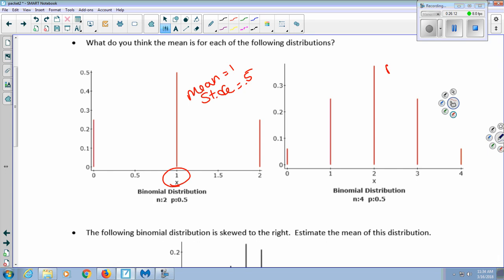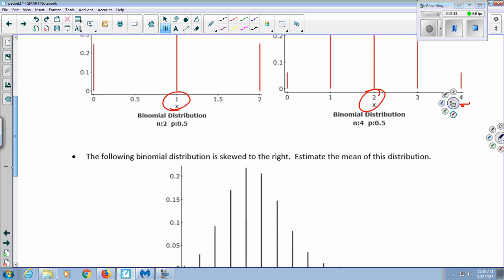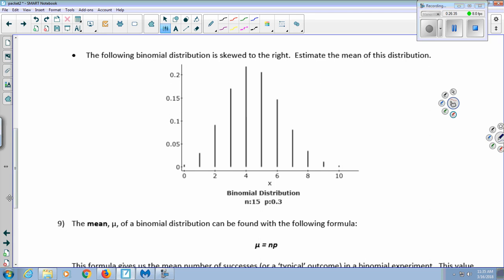Over here we might say the mean looks like it's going to be 2, and the standard deviation maybe is 1. We're spread all the way out to 4 now. Again, these are just estimates. So let's actually learn what the formulas are and see how well we did by just looking at this. The following binomial distribution is skewed to the right.